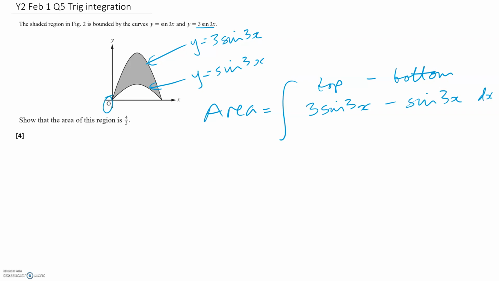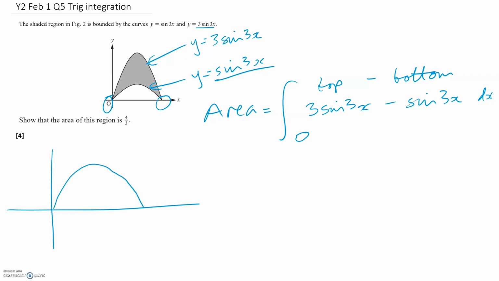The slightly awkward bit in this question is to find what the limits are. Obviously the lower limit is going to be 0, but you need to work out what this is going to be here. In other words, you need to find where the graph of sine 3x first cuts the x-axis after 0. If you think about the sine graph, it will look a bit like this. This is 0 here, this would be pi over 2, and this would be pi. So this is y equals sine x.